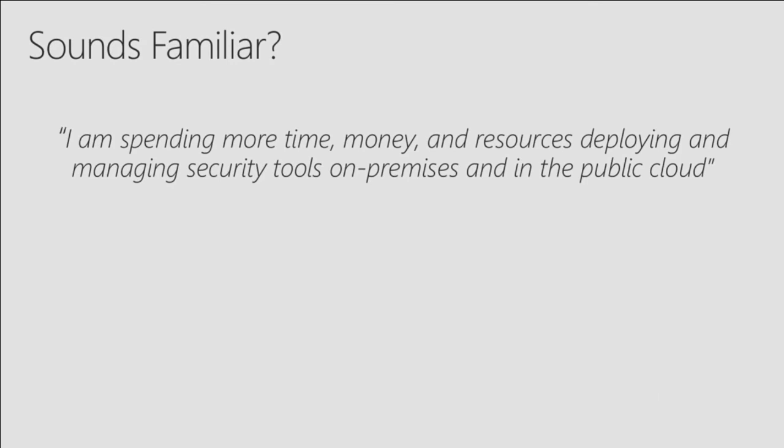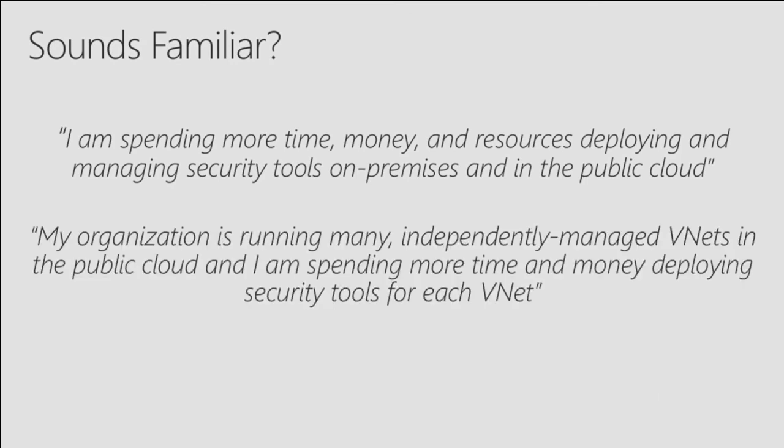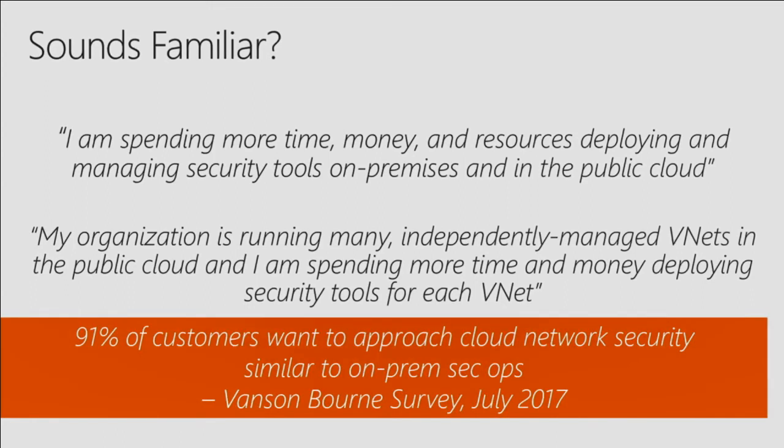Does this sound familiar? You're spending more time and resources deploying and managing, and you're running many VNets on-prem and in your public cloud, and how do you get centralized visibility and security as well? We did a quick survey of some of our customers, or some industry enterprises, and 91% said they want identical visibility and security in the public cloud to what they have on-premises. No surprises, as you're moving your mission-critical workloads, you want to make sure that the security posture and the application networking posture remain the same as your workloads migrate.